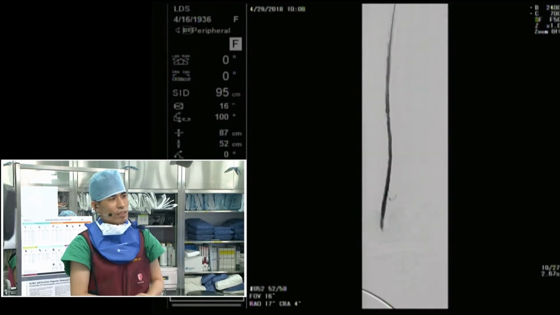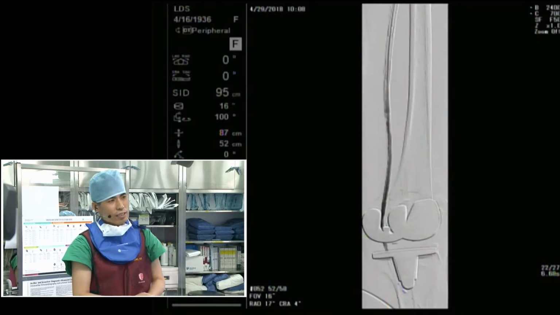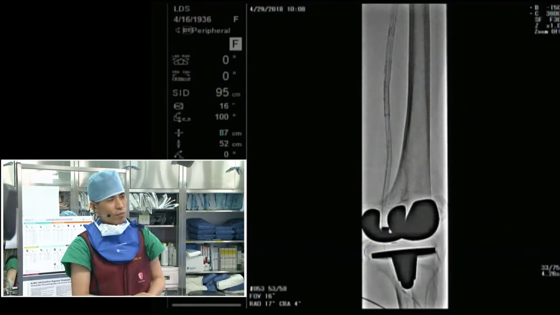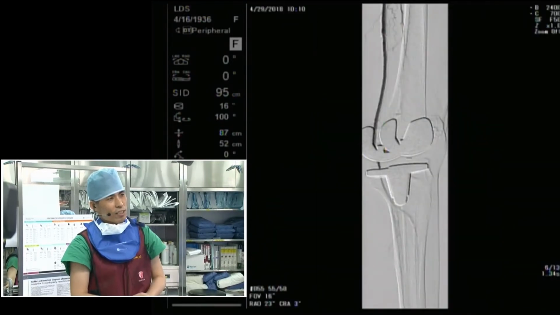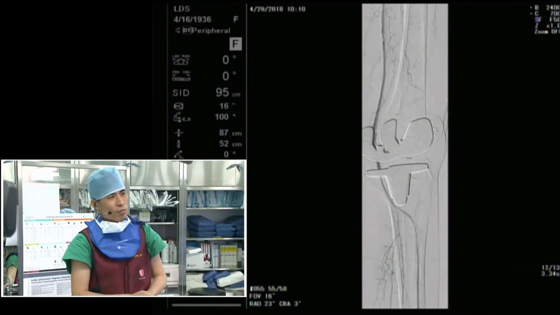So I did an intra-regional angiogram again. Then I did aspiration several times. Then flow was obtained again, so I removed the filter device. Then this is the final angiogram at the level of the distal pulmonary.